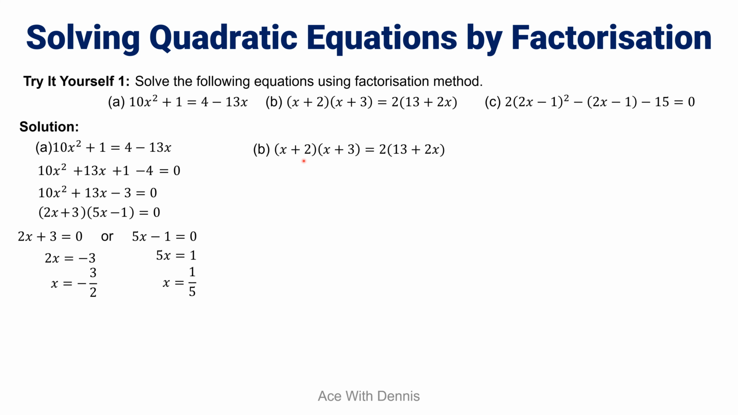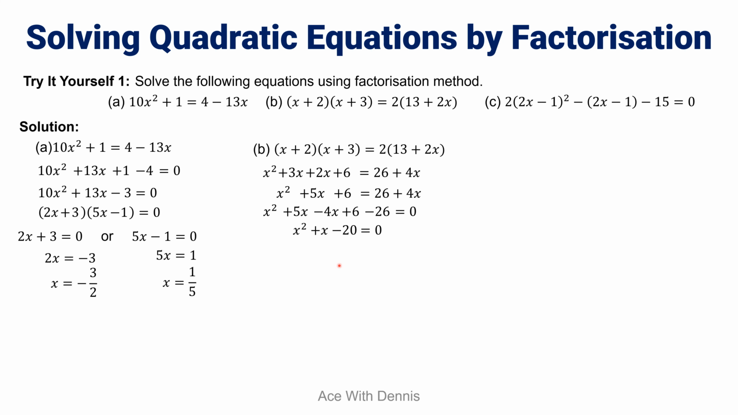For B, so we have to expand the brackets here. First, we get x squared plus 3x plus 2x plus 6. That equals 26 plus 4x. So as I can see that the x squared term is positive at the left hand side, so I will keep it at the left hand side, and I move these two terms to the left hand side so that the right hand side is 0. Alright, so simplify first, we get x squared plus 5x, then plus 6 equals 26 plus 4x. Then move these two terms to the left hand side, x squared plus 5x minus 4x plus 6 minus 26 equals 0. So simplify, I will get x squared plus x minus 20 equals 0.